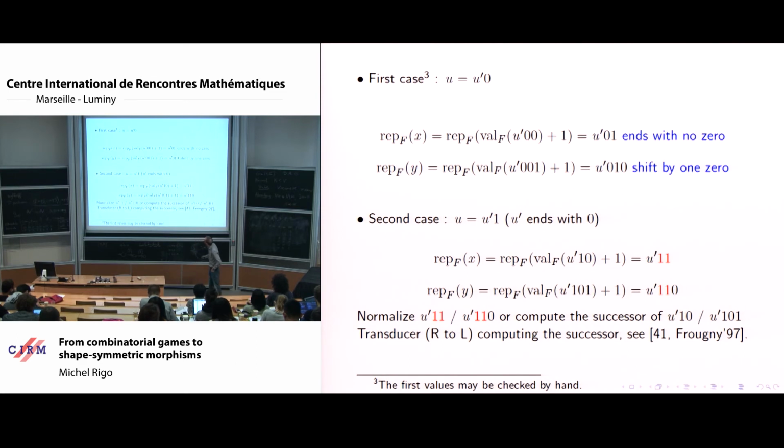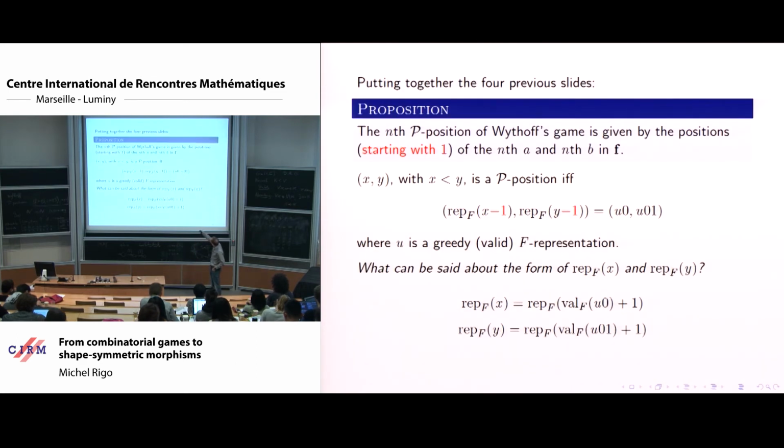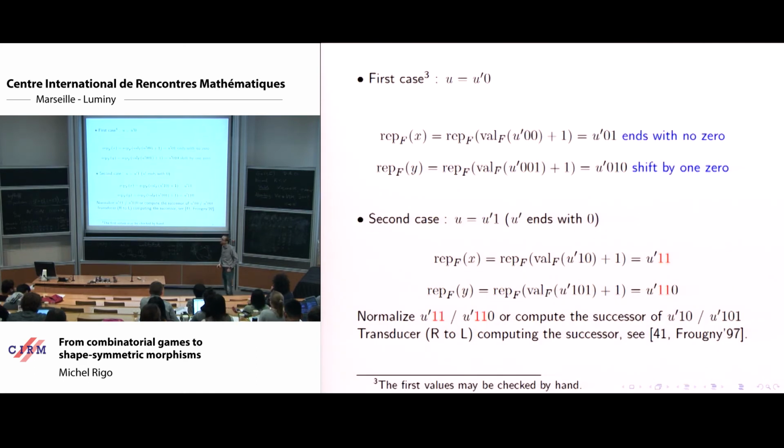So I look at u0 and u01, right? For the x and y coordinate. So let's start with the easy case. If u ends with some 0, so u is of the form u prime 0. And since I would like to know what's going on with u0 plus 1, it's easy. I have 2 0 here, so it's just something like this.